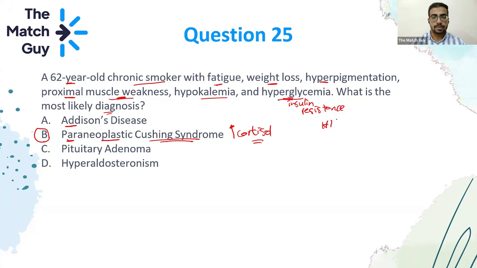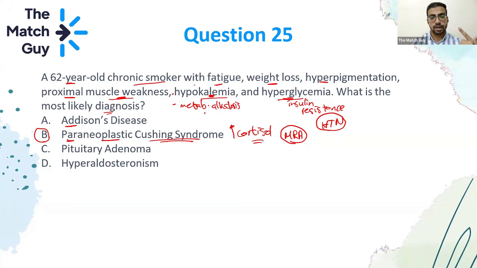You can also see hypertension. Hypokalemia. Why is there hypokalemia? Because cortisol has a mineralocorticoid receptor-like action. What do mineralocorticoids do? They increase the reabsorption of sodium, and then water accompanies sodium, and hence you have the hypertension, and they increase the excretion of potassium and hydrogen ions. So you're going to have hypokalemia, and you can also have some metabolic alkalosis.